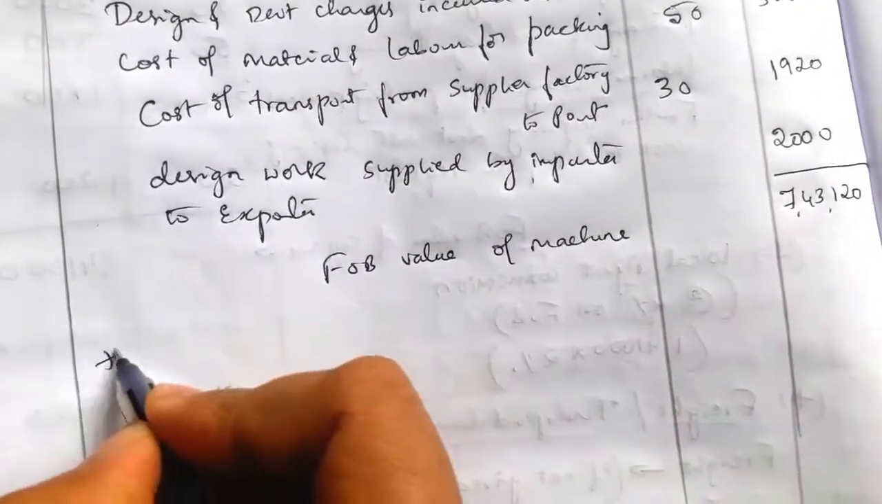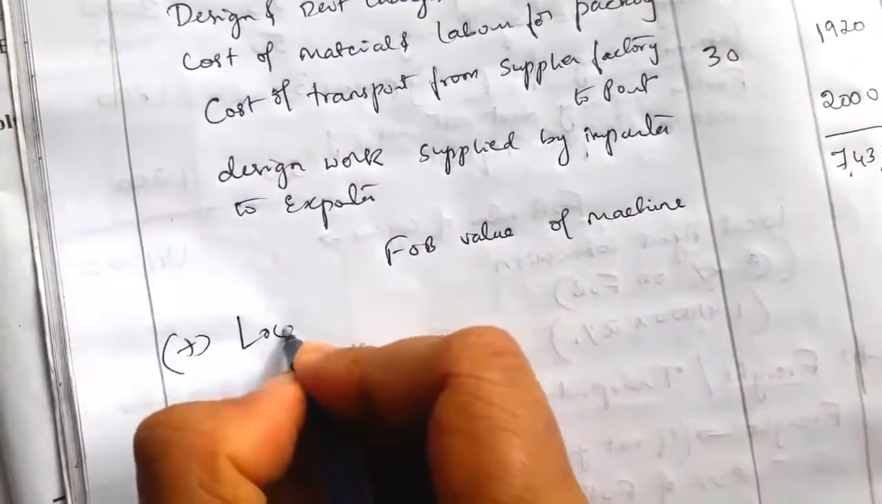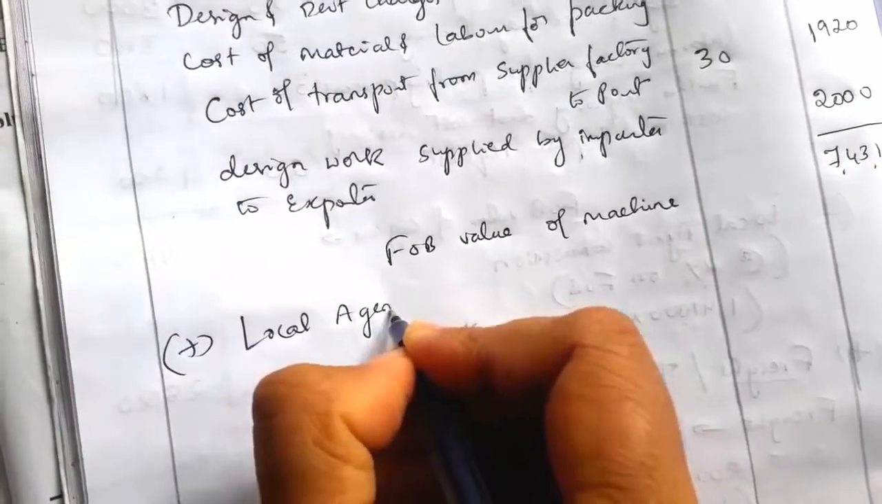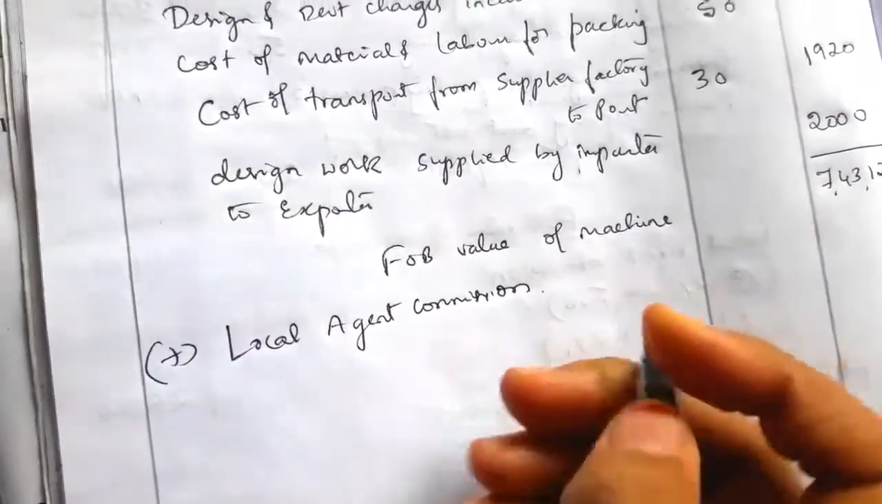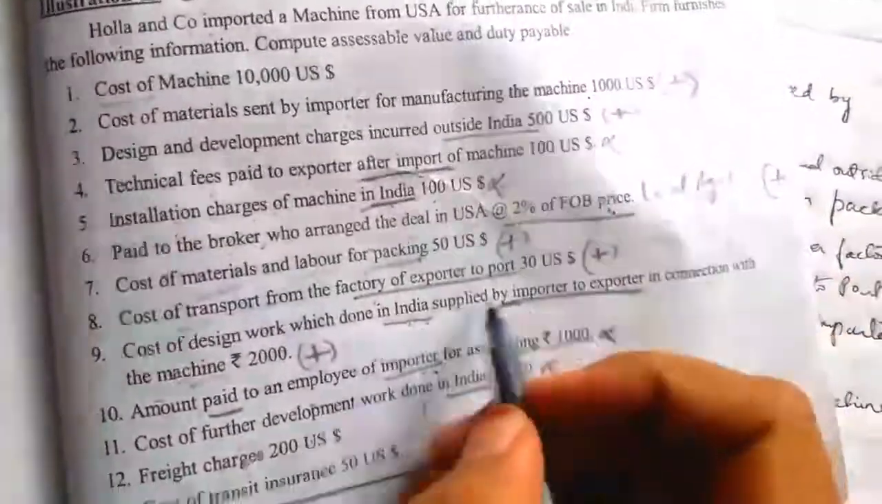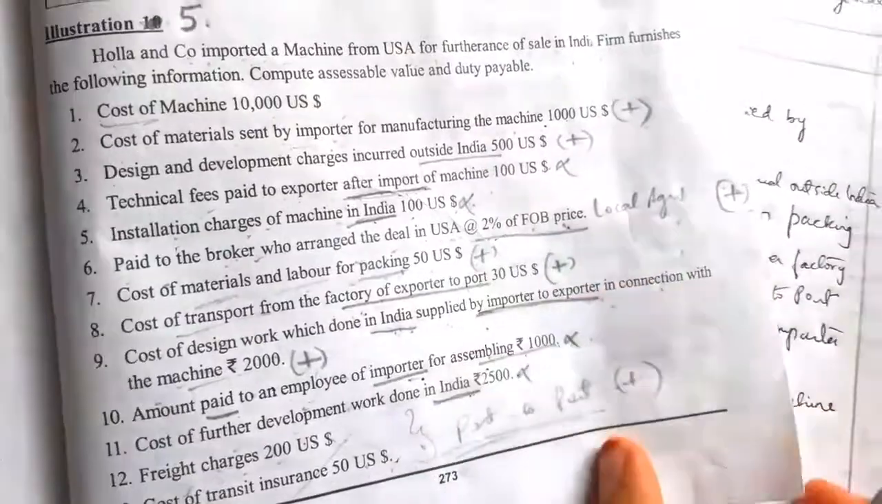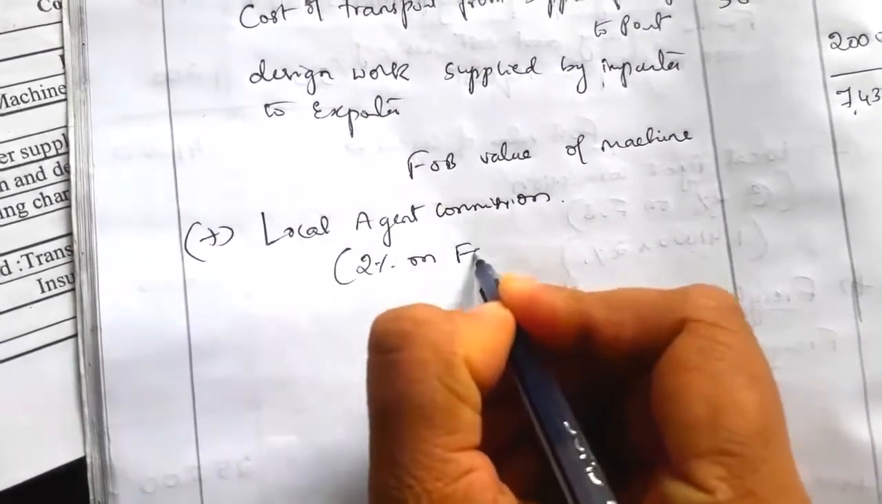So now we have to add local agent commission. We have not taken local agent commission because it is given in the illustration that local agent commission is calculated on FOB. So what is the percentage of local agent commission? That is 2% on FOB. So write 2% on FOB.